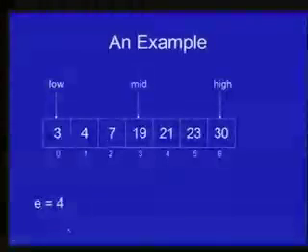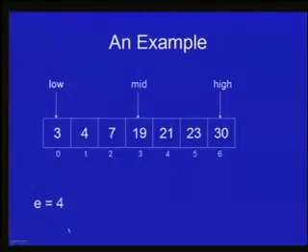So let's say this is the given array 3, 4, 7, 19, 21, 23, 30, and what we are looking for is 4, which of course we know is present here. So initially low is 0, high is 6 because there are 7 elements in the array, and mid is (6 plus 0) by 2, which is equal to 3, so mid is pointing here.